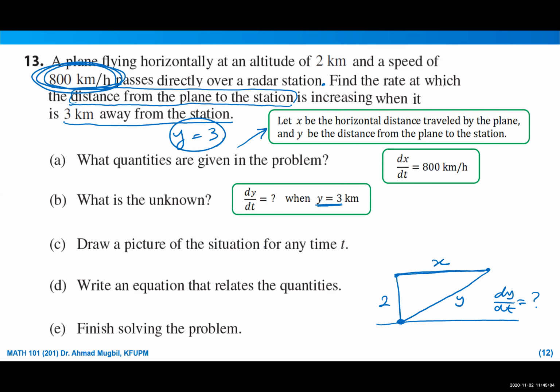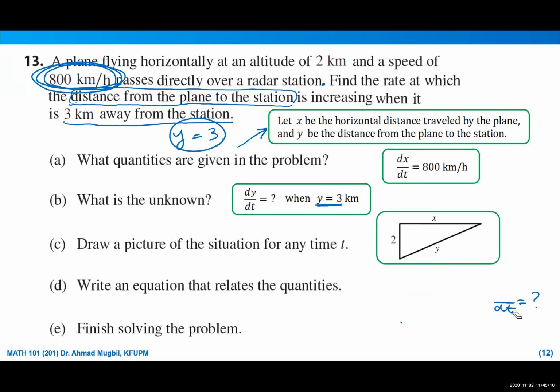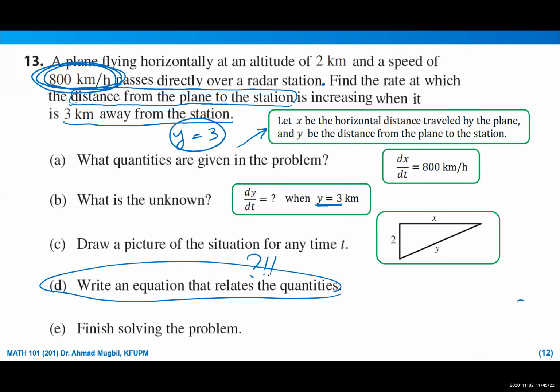Draw a picture of the situation for any time t. This is the picture. We already sketched the figure. Here it is. So this is 2, this is x, this is y. Now write an equation that relates the quantities. This is the most important part in solving this problem. So what is the equation that relates these quantities?